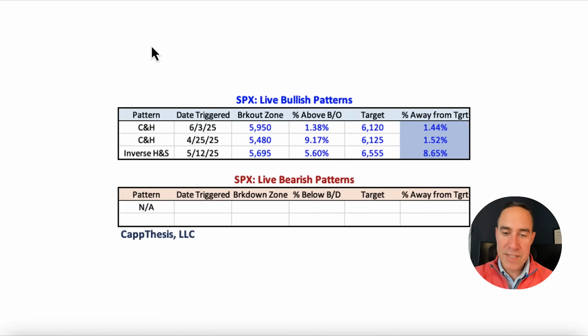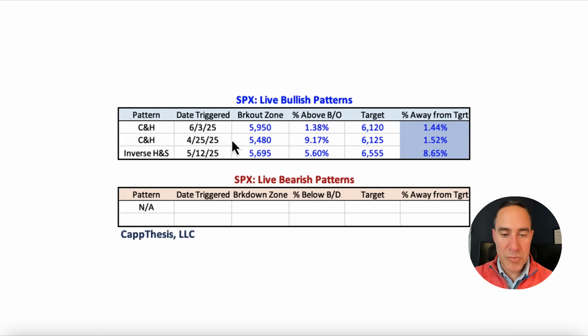So the targets, to get back to this table, are important, but not nearly as important as understanding or realizing that these breakout zones continue to hold. So currently, the S&P is still about 5 or 6% above the 56.95 breakout zone, which produced a 65.55 breakout target.